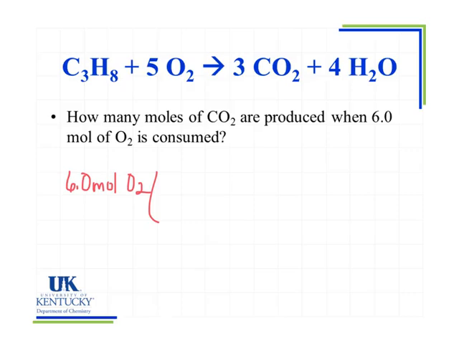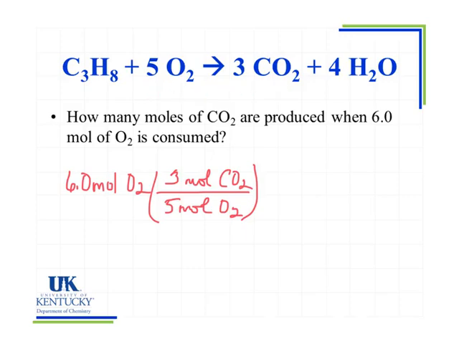And so I can use that as a relationship in my calculation, because what I have is that for 5 moles of O2, I'm going to produce 3 moles of CO2. And this assumes that we have sufficient amounts of propane. We're just worried about the relationship between the O2 and the CO2.